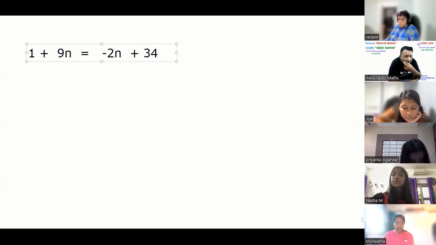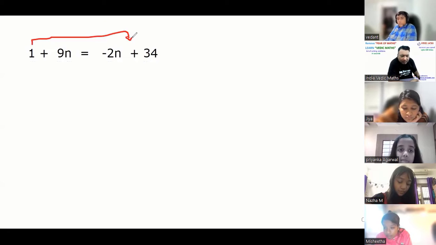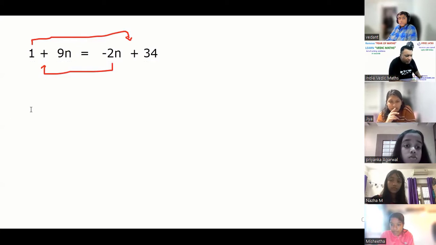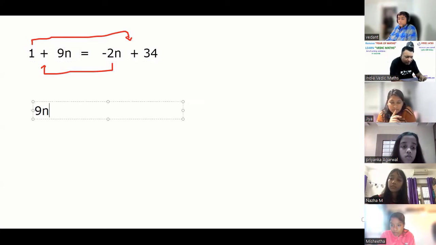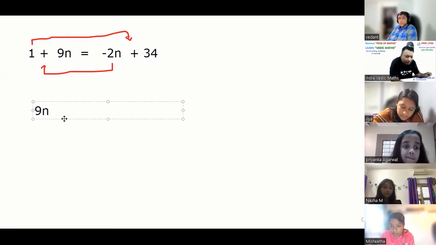Priyanka, let's start the method. What will you move where first? On the left-hand side, all variables will go here. Correct? Yes, sir. And this will go here, yes or no? Yes, sir. So all variables on the left, constant on the right, correct? Yes, sir. So what will you write here? 1 will go. So who will remain? 9n here. Yes, sir. If negative 2n comes to the left side, what will it become?